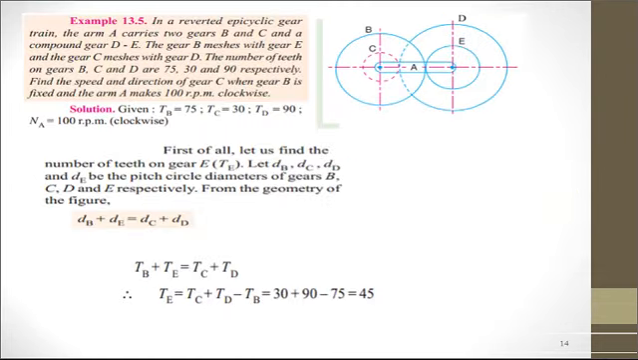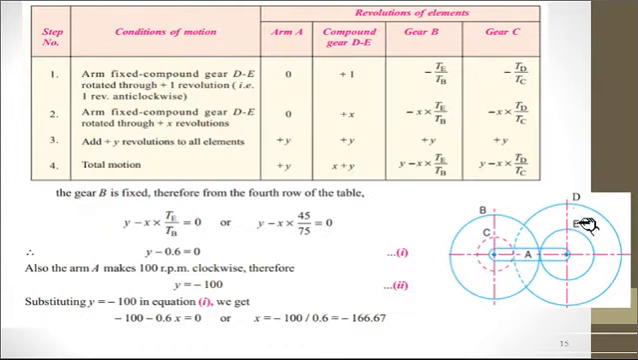Let's go to the problem once again. What do you need to calculate? Find the speed and direction of gear C. When gear B is fixed, as the problem itself states, we don't know C. So that's why we consider the first element as compound gear DE. From compound gear DE the power is transferred from E to C, so along with C this compound gear will rotate.